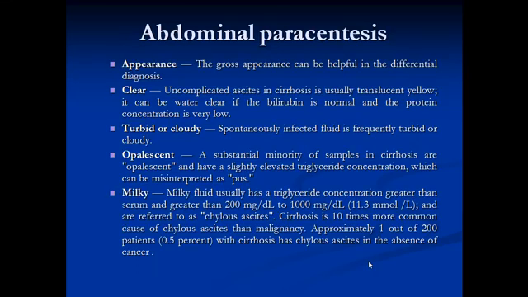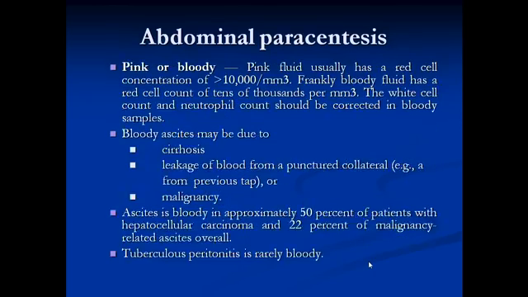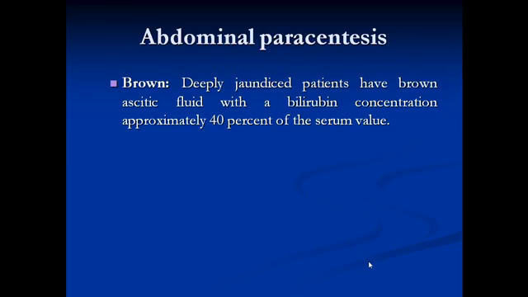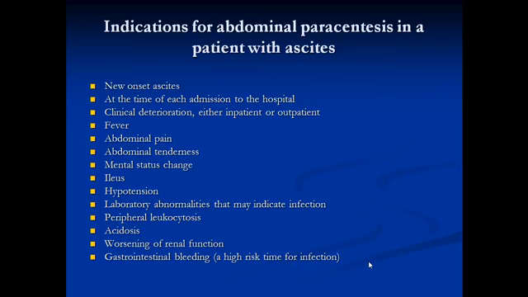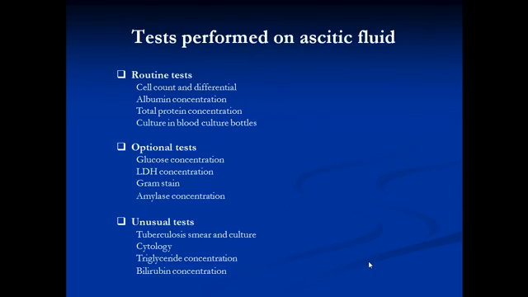Findings of abdominal paracentesis: turbid or cloudy fluid is spontaneously infected; fluorescent and milky. Various findings may be found in abdominal paracentesis fluid. Pink or bloody: bloody ascites may be due to cirrhosis, leakage of blood from a punctured collateral, and malignancy. Brown: deeply jaundiced patients have brown ascitic fluid. Indication for abdominal paracentesis in a patient with ascites. Other tests performed on ascitic fluid.